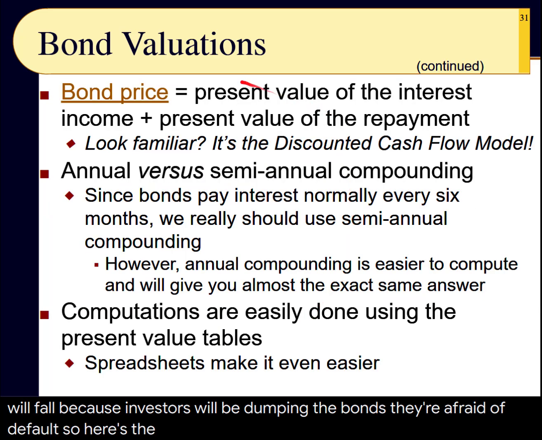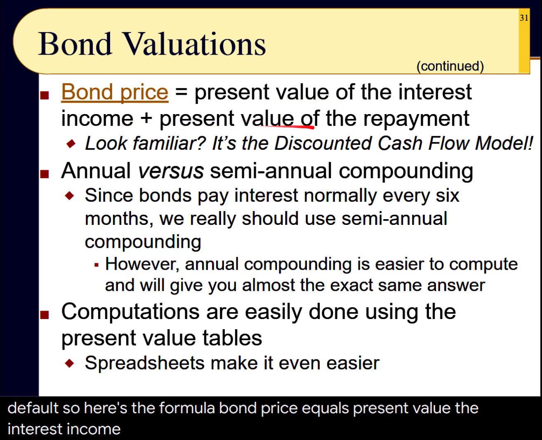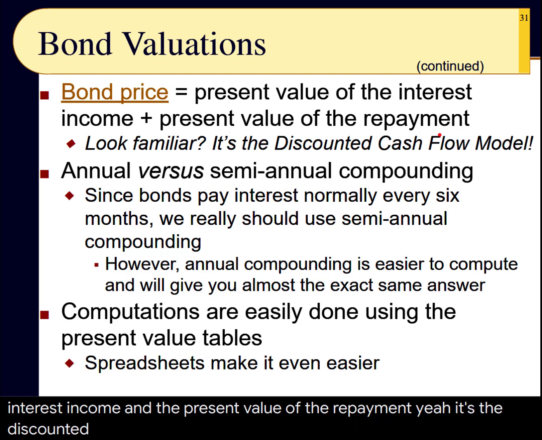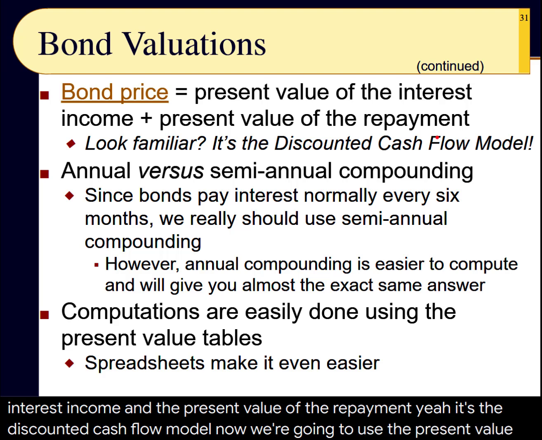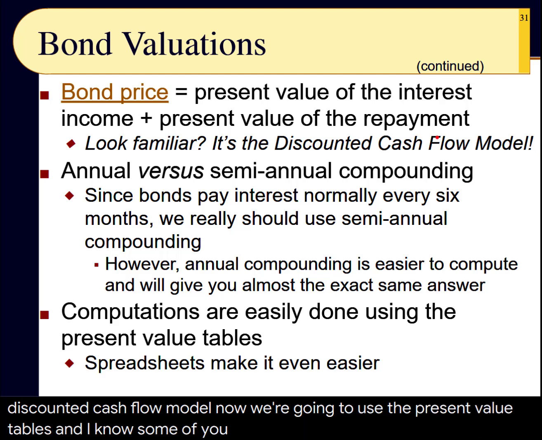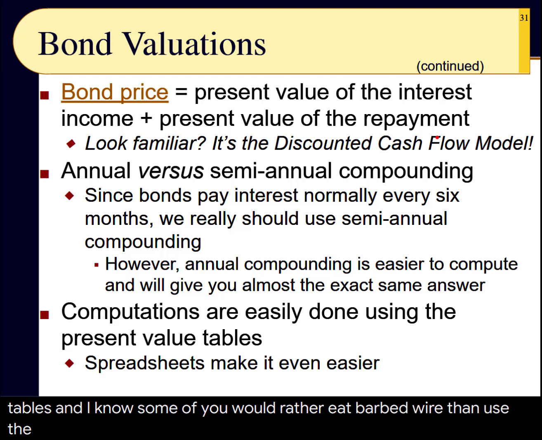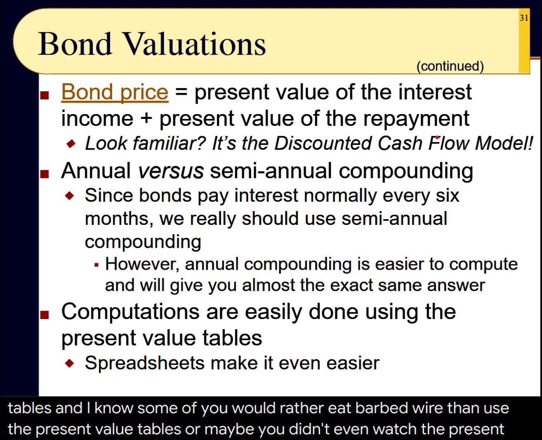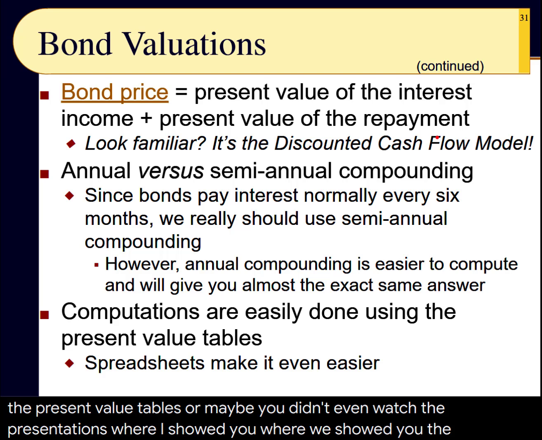So here's the formula. Bond price equals present value of the interest income and the present value of the repayment. Yeah, it's the discounted cash flow model. Now, we're going to use the present value tables. And I know some of you would rather eat barbed wire than use the present value tables, or maybe you didn't even watch the presentations where we showed you the present value tables.